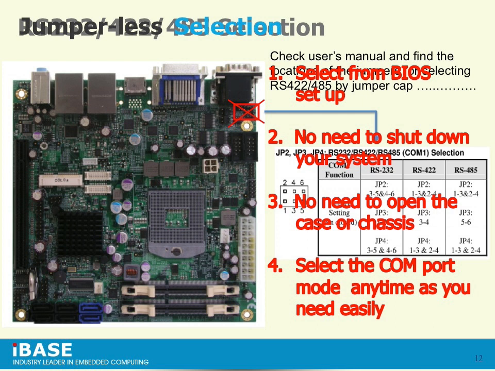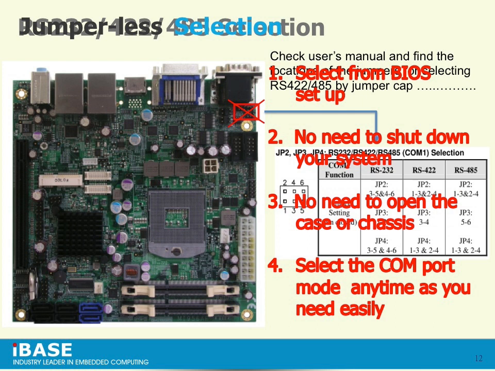So you will see you don't need to check the manual. You can just select RS-232, 422, or 485 mode from the BIOS setting, which means you don't need to shut down your system. You can still keep power on your board, because you can just select the mode from the BIOS.